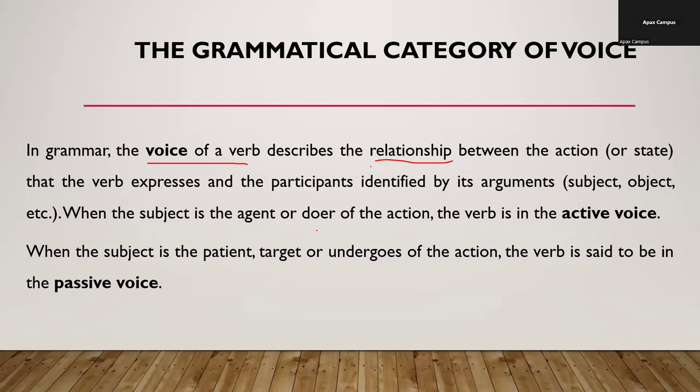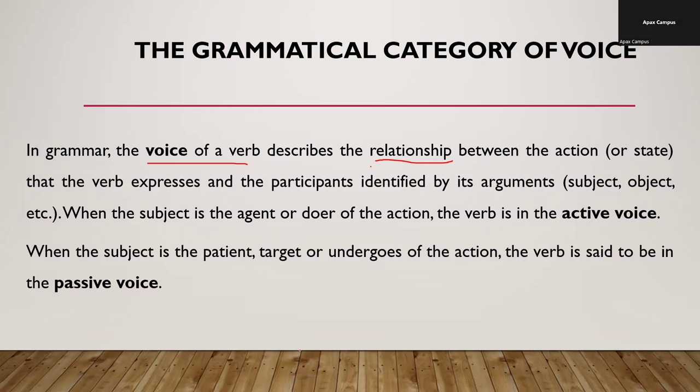So voice means the particular relationship between the action and its participants, which means subject and object. So what kind of a relationship is there between the action and the subject, action and the object? That relationship decides whether the sentence is in active voice or passive voice. So when you talk about the difference, we'll go to this line also. When the subject is the agent or doer of the action, the verb is in the active voice.